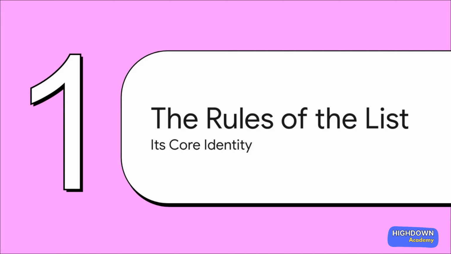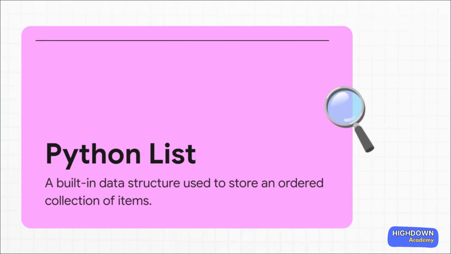Okay, so before we start making our own lists, we need to know the ground rules. Think of these as the core identity of a Python list. A few simple but super important characteristics that define exactly what a list is and how it behaves. So, if we're going to get formal for just a moment, here's the textbook definition. A Python list is a built-in data structure used to store an ordered collection of items. Now, the two words you really want to lock onto there are ordered and collection. That's the heart of it.